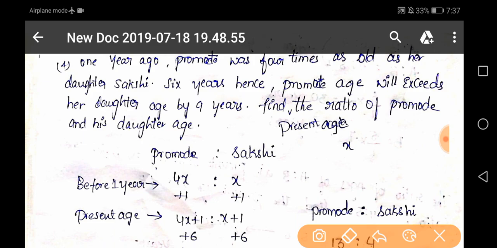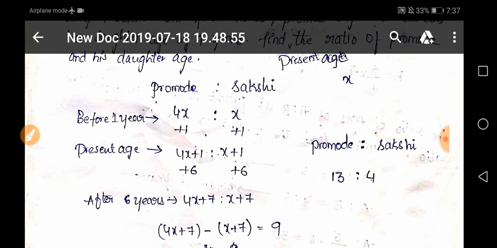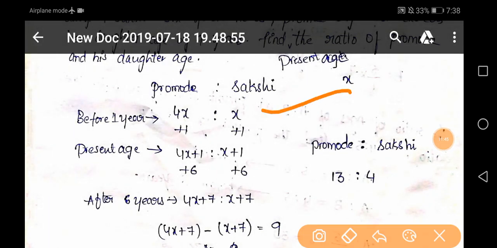1 year ago, Pramod was 4 times as old as her daughter Sakshi. 6 years hence, Pramod's age will exceed her daughter's age by 9 years. Find the ratio of the present ages of Pramod and his daughter. That is fine, Pramod to Sakshi. See, before 1 year, it is 4 times it seems. Just consider x because we don't know anything. So x, and Pramod's age will be 4x, right? 4x is to x. So this is before 1 year.